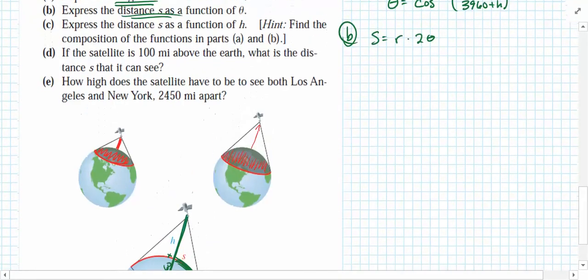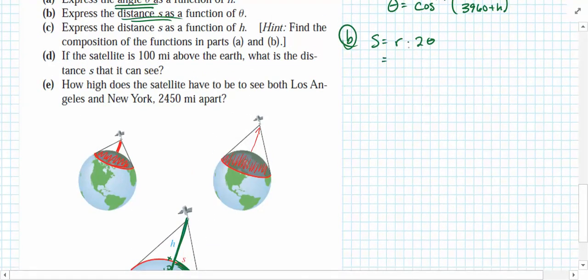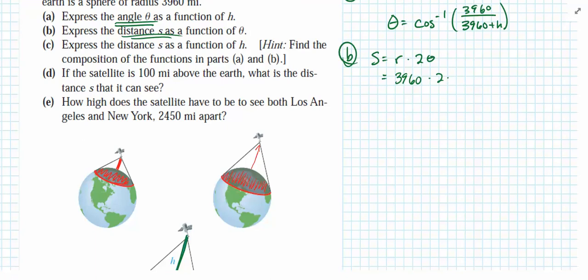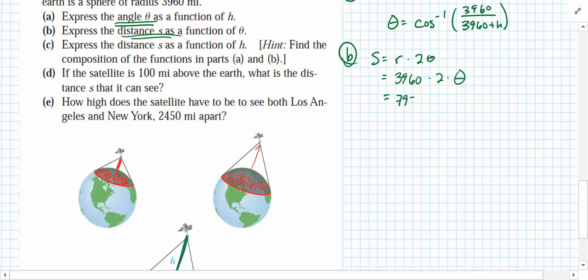So in this case, the distance s is equal to 3,960 times 2 times our included angle measure, which we haven't actually identified yet. We have to still call it theta. So the distance would be equal to 7,920 times theta. Once we identify theta, we can then calculate that distance in terms of miles.